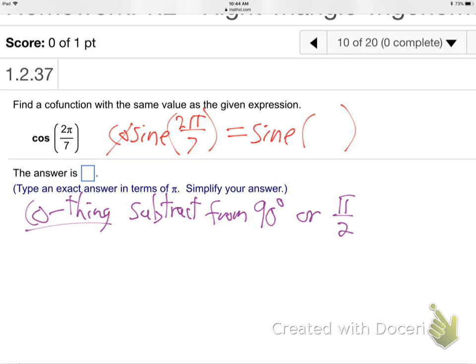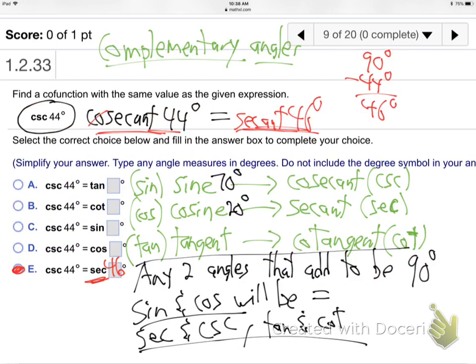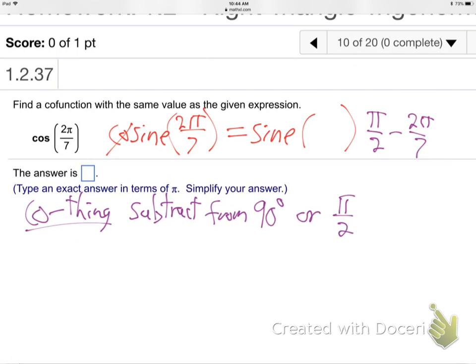So I just take pi over 2 minus 2 pi over 7. Just like on the last one, I took 90 minus the angle they gave me. On this one, I take pi over 2 minus the angle they gave me. If you have the fancy fraction calculators, you can just type in 1/2 minus 2/7. You know the pi is there, so just cut out the pi. Hit enter, and it'll tell you 3/14, I think. Anyway, I'll do it by hand for you.